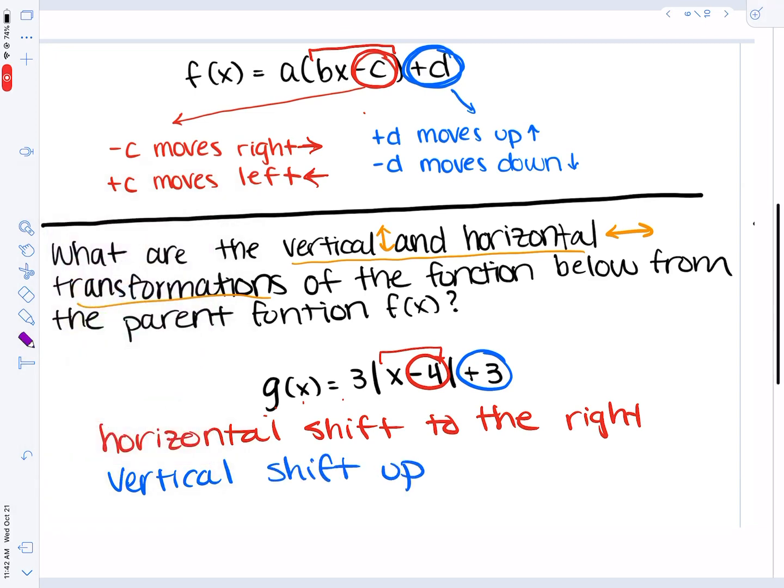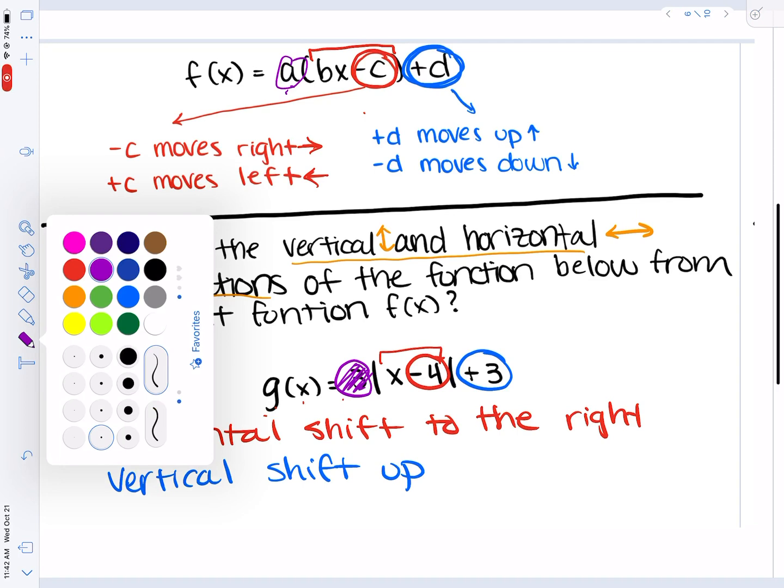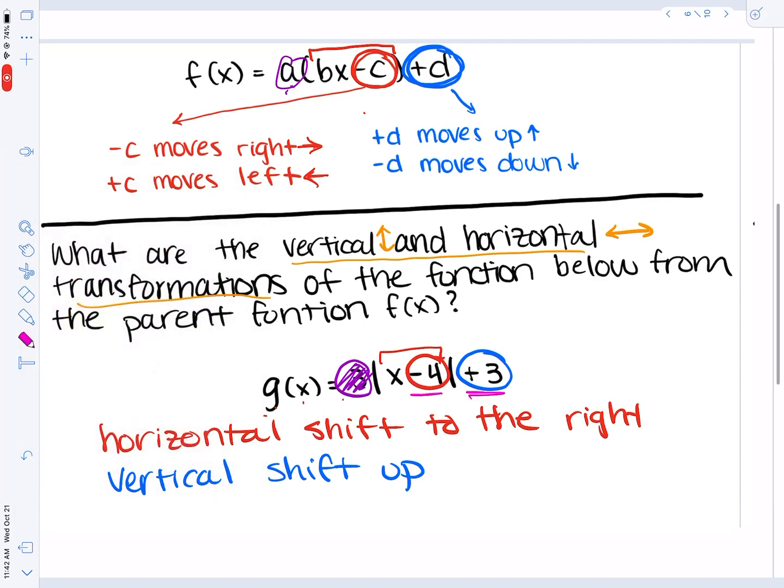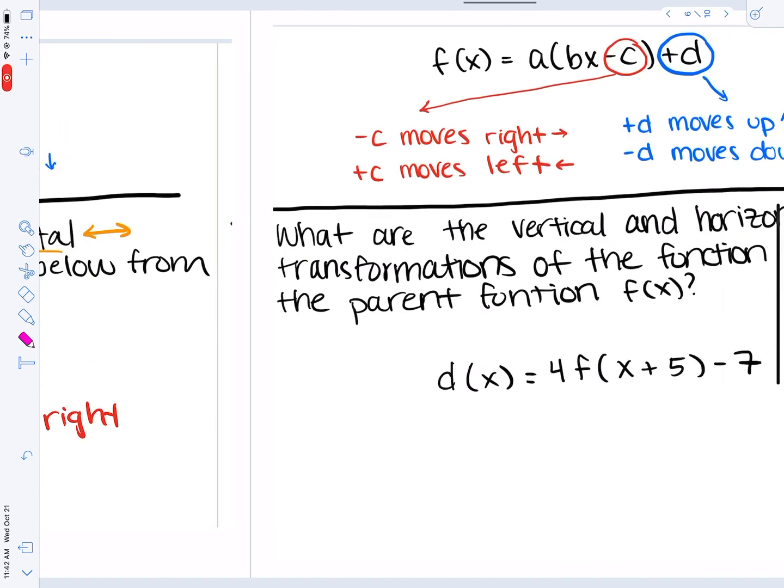And just to make you aware, this 3 right here doesn't matter in this situation. We're going to learn about it tomorrow. This 3 is in front, so it's not c or d. It's a different letter. Technically it's our a, just to get you used to that. But right now we're only dealing with c and d. Those are the important ones for today's lesson.